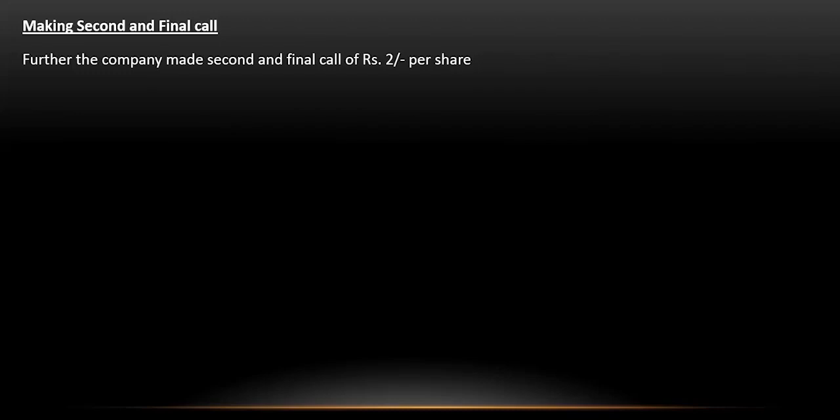The last stage in this example would be the second and final call. As part of application, we have received 2, and as part of allotment 3, and as part of first call, we have received 3 once again. So 2 plus 3 plus 3 has already been received. That is 8 rupees out of 10 rupees has been received, and only 2 rupees is pending from the applicants. So now the company has made the last call, that is second and final call.